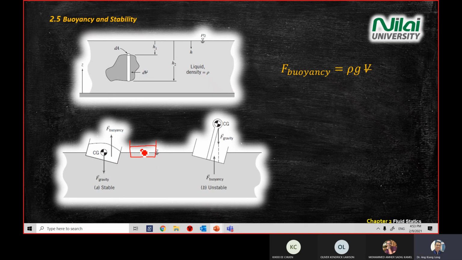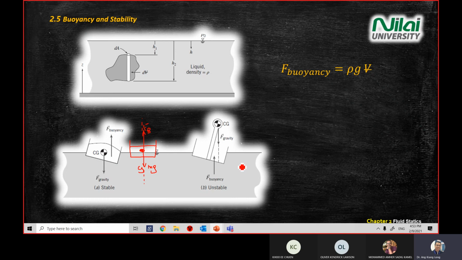So if your CG goes down, this is your CG effect. If your object goes like that, to be stable like that, your buoyancy force is aligned with your CG line. So this is your buoyancy force. The CG goes down, which is your mg, your weight going down. So your mg will equal your buoyancy force, so it will stay in this position, stable.